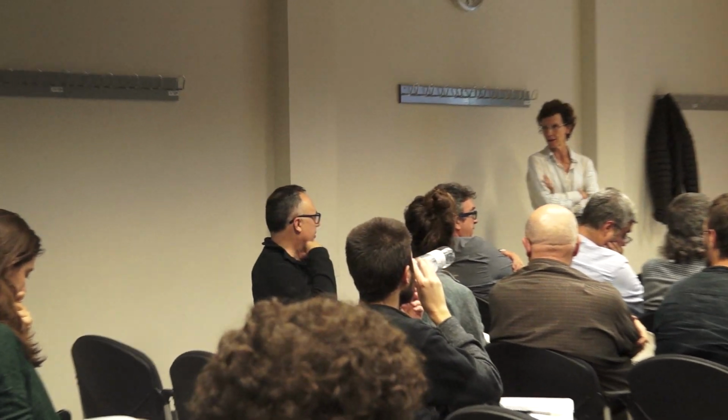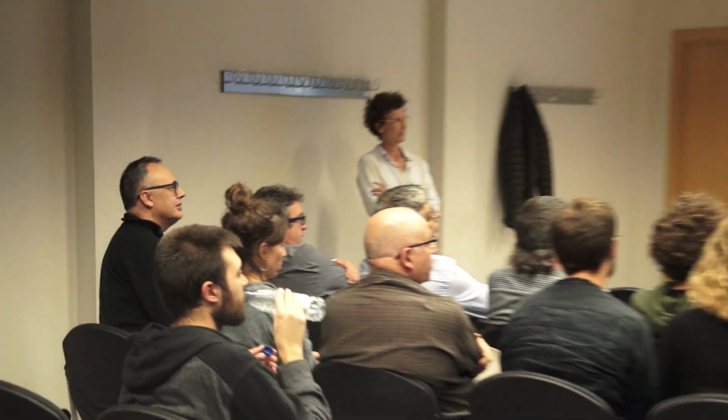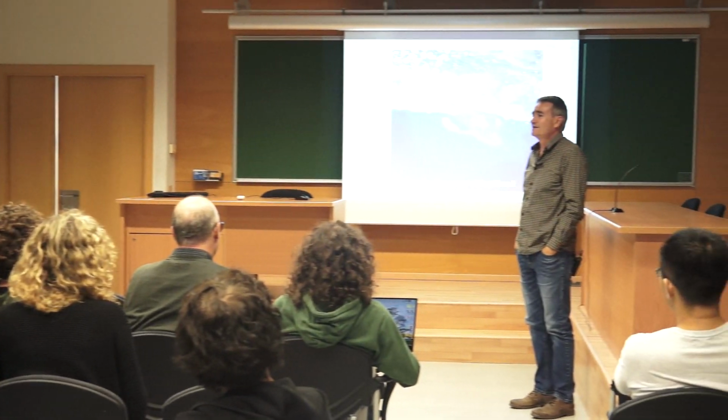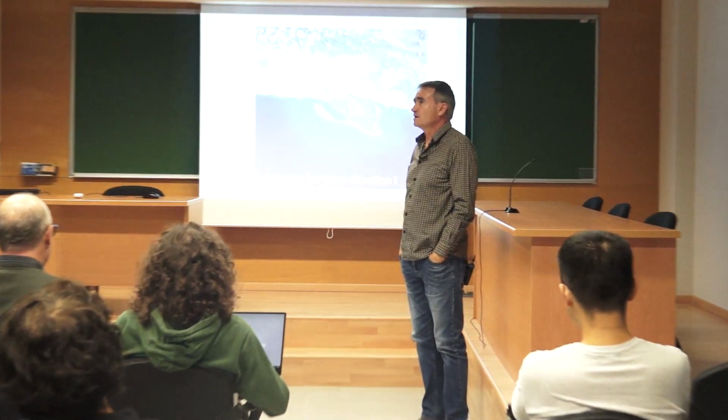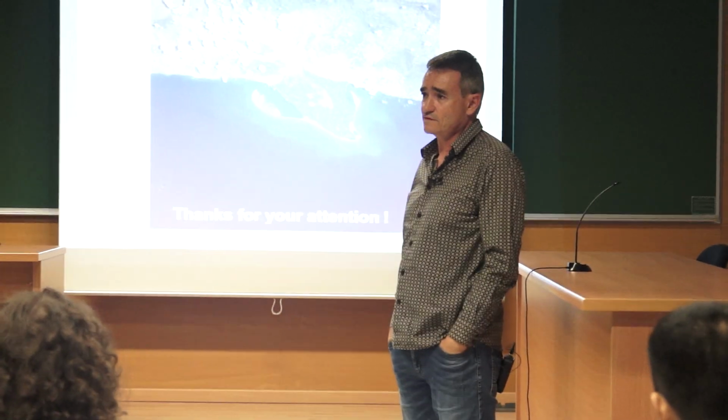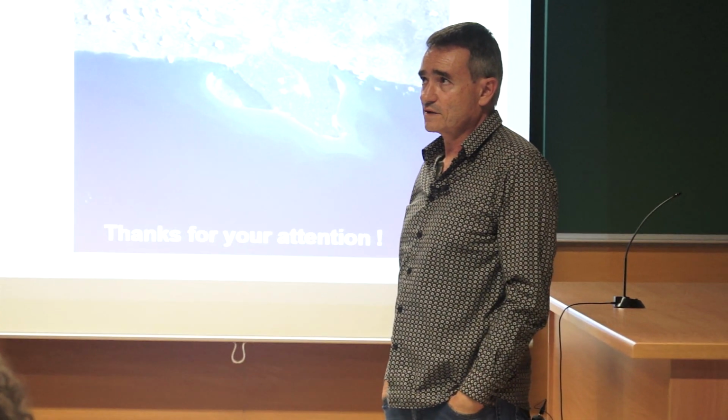So you said that Tortosa was a coastal town in Roman times. But do you know what was the shape and size of the delta in Roman times? That's a good question. No, we don't know exactly. Possibly it was similar to the size of nowadays. But we don't know exactly.